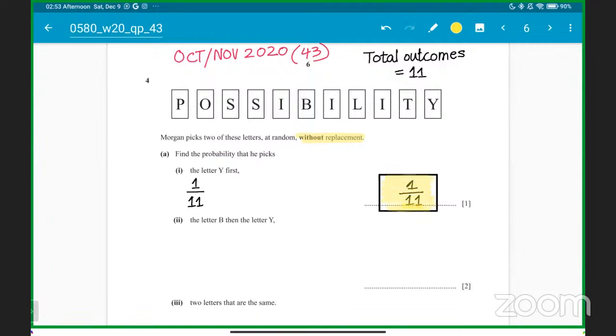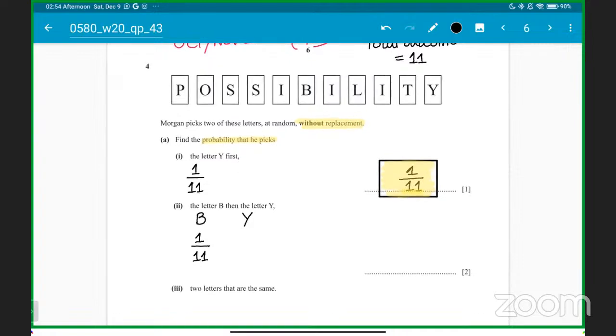Then we have to find the probability that he picks the letter B, then the letter Y. So he is going to pick the letter B first and then the letter Y. Everyone getting it? Think carefully. What is the probability of getting letter B first, and then what is the probability of getting letter Y? The probability of getting letter B is the same thing as before. It's the first choice, so it will be 1/11 because B is only one time, right?